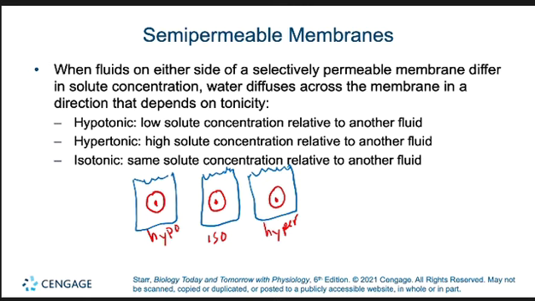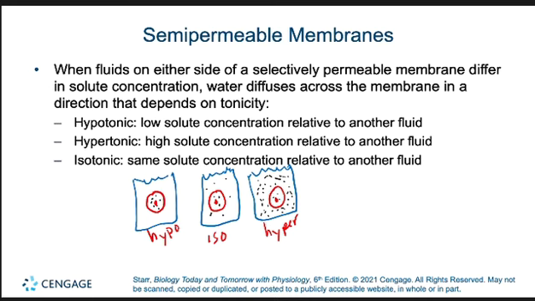Okay, so in a hypertonic solution, there's lots of solute outside the cell. So there's more water per unit area in the cell than outside the cell. In an isotonic solution, there's maybe a few solutes here. The amount of solutes is approximately the same inside the cell and outside the cell. In a hypotonic solution, there's more solute inside the cell than outside the cell.